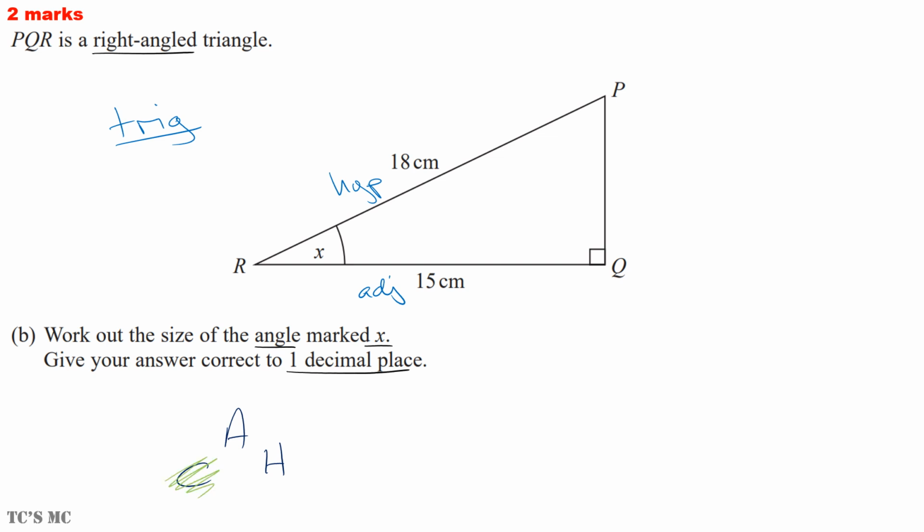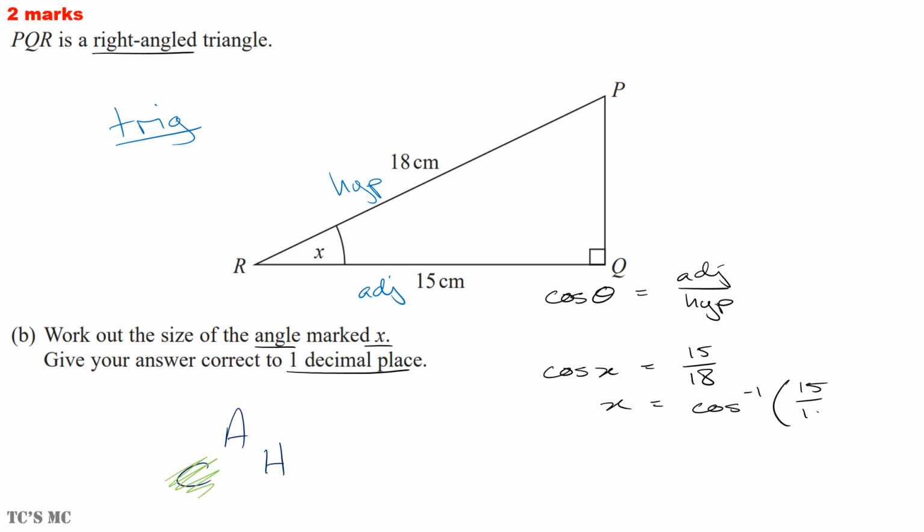We can write the formula as cos theta equals adjacent over hypotenuse. When substituting, we can write cos x equals 15 over 18. Now we have 1 mark. To work out x, we need to do cos inverse and then in brackets 15 over 18. We get 33.5573 and so on. We must round that to 1 decimal place. Draw a wall after the first decimal place. That 5 means we must round up. We end up with 33.6 degrees, and that is our second mark.